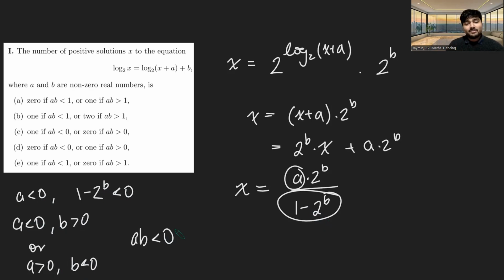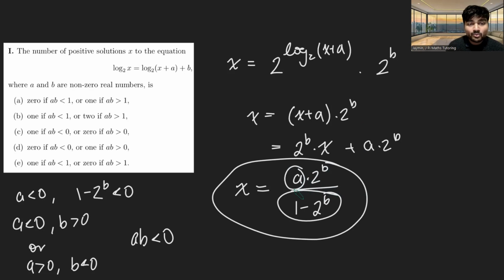And if we do have a times b less than 0, we get precisely one solution, namely this guy here. So the answer here is going to be one solution if a times b is negative, and 0 if a times b is positive. So the answer here is C.